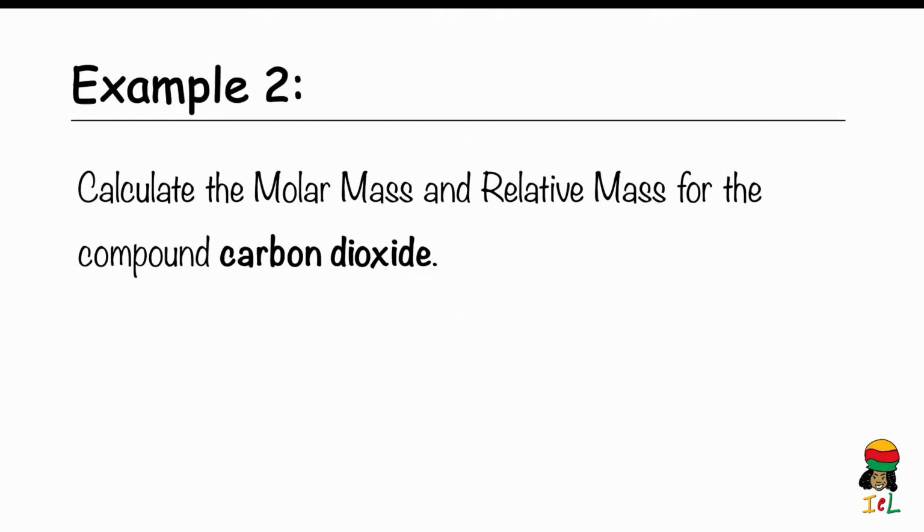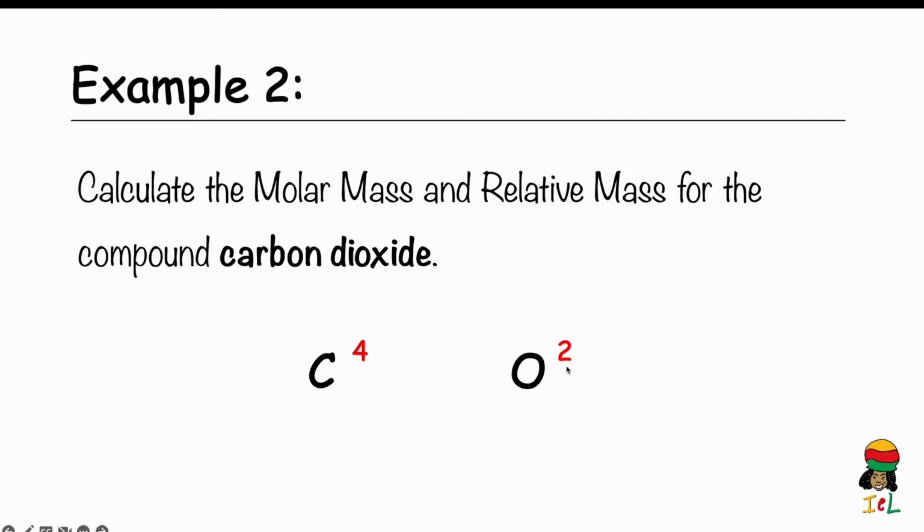Example 2. Calculate the molar mass and relative mass for the compound carbon dioxide. Let us derive the chemical formula for carbon dioxide. Also, you should review the Unit 5 lesson on writing chemical formulae for more details. We record the chemical symbols of the atoms in carbon dioxide, that is C for carbon and O for oxygen. Carbon has a stability number of 4 because it is in group 4 and needs 4 valence electrons to become stable.